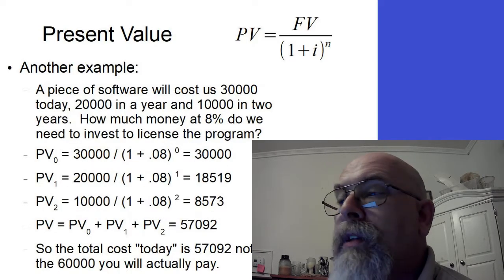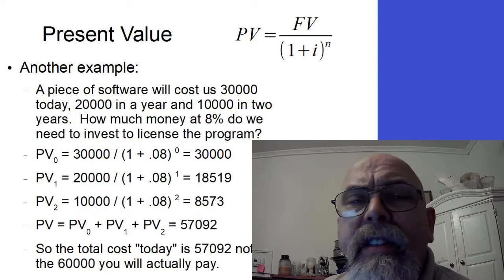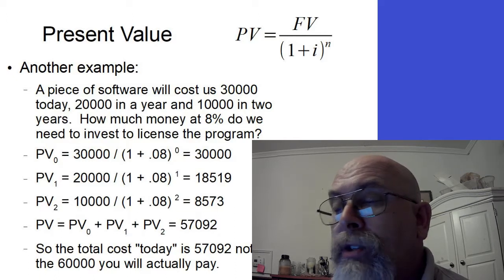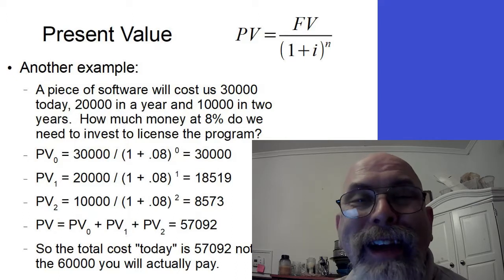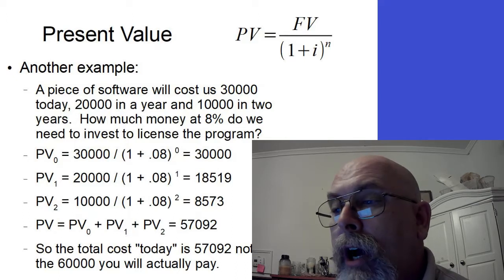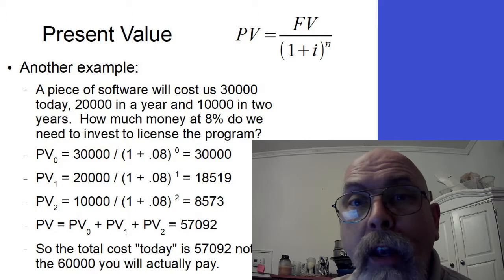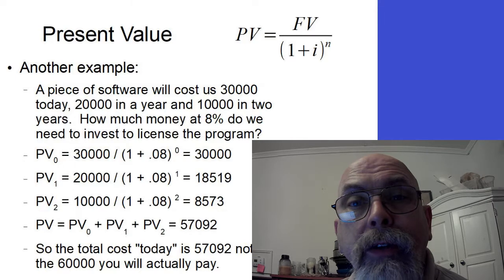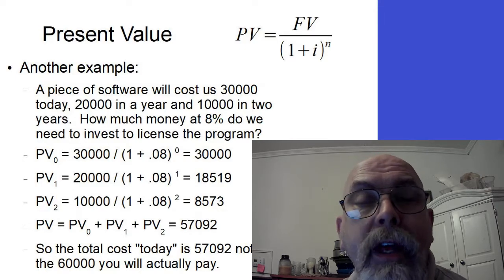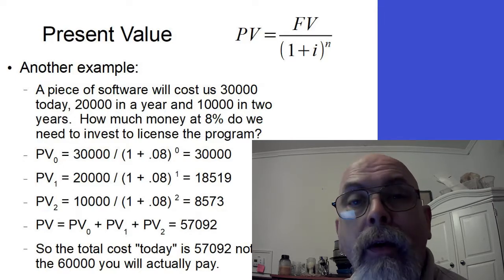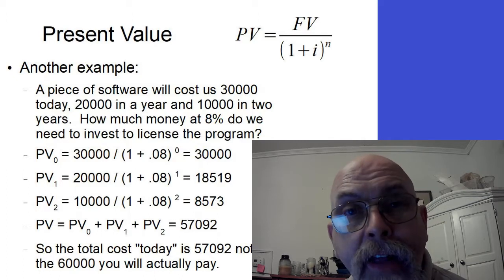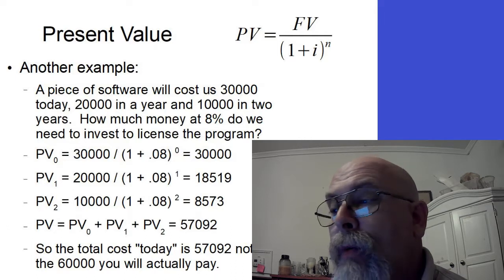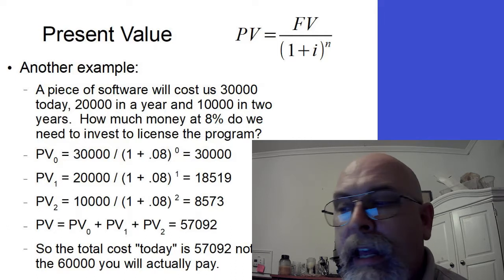Another more tricky present value problem would be, let's assume we want to buy a piece of software that's going to cost us $30,000 today. It's going to cost us $20,000 in 1 year, and it's going to cost us $10,000 in 2 years. So we're going to spend a total of $60,000 on this software. $30,000 now, $20,000 in a year, $10,000 in another year. What is the present value of that today? How much is that worth to us if we could invest our money at 8%?